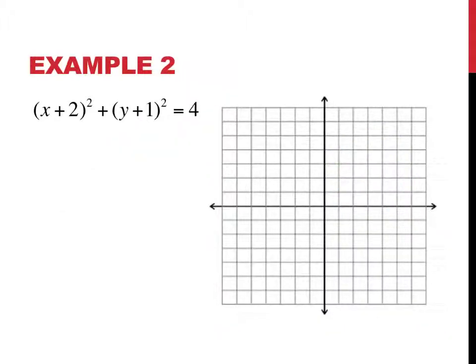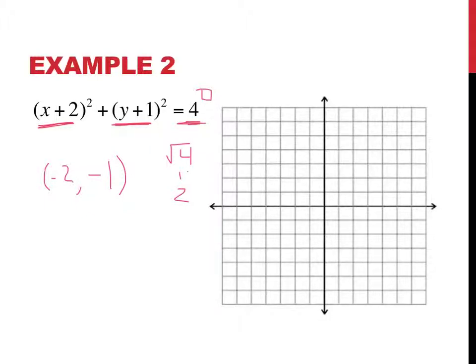Let's try another example. Here, to find the x-coordinate, we look right here. The opposite of positive 2 is a negative 2. So that's the x-coordinate of our center. To find the y-coordinate, we look here. We take the opposite of a positive 1, which is a negative 1, and that is the y-coordinate of our center. To find the radius of our circle, we look at this number right here. Since there's no square up here, we must take the square root. The square root of 4 is equal to 2, so 2 is going to be our radius.